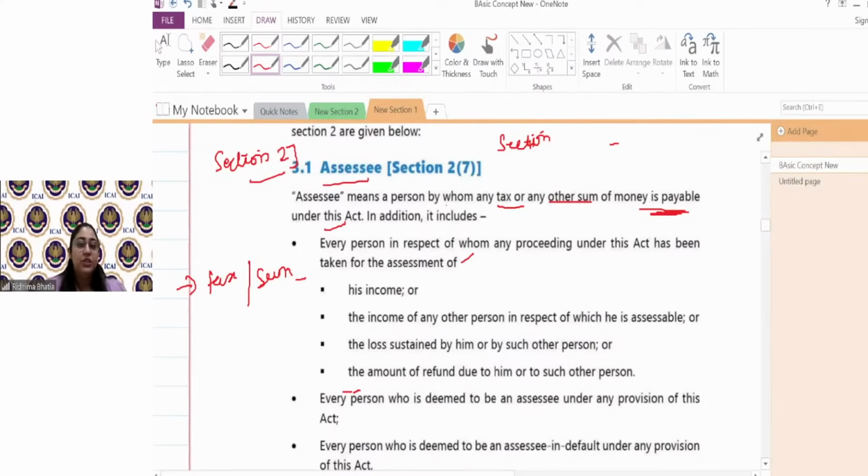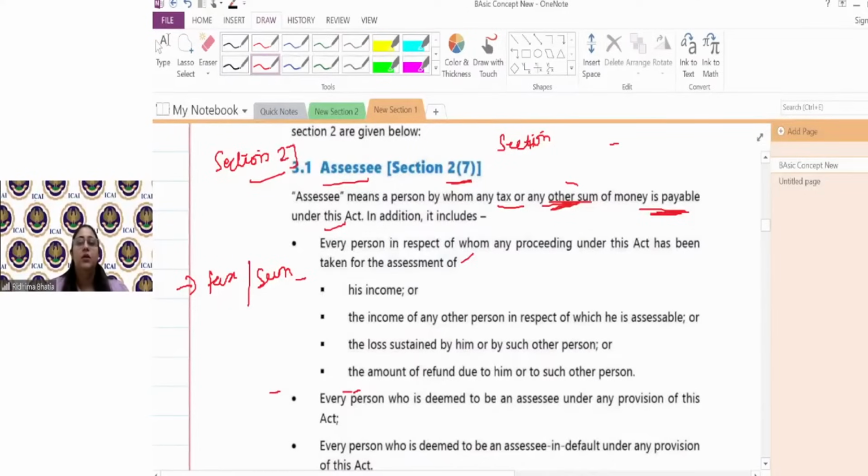अब इसको हम कैसे पढ़ेंगे? Section 2 clause 7, because each part is independent of each other. Okay, so back to the assessee definition. Assessee क्या है? Assessee is any person from whom you have to recover the tax or any sum. Tax specifically or sum मतलब कोई penalty हो गया, कुछ और हो गया, any fee which is pending. So everything comes under any other sum. So tax or any other sum is payable by a person under the act. Income tax act में उसको कोई money देना है, that person is assessee.